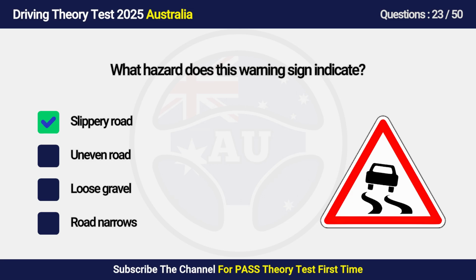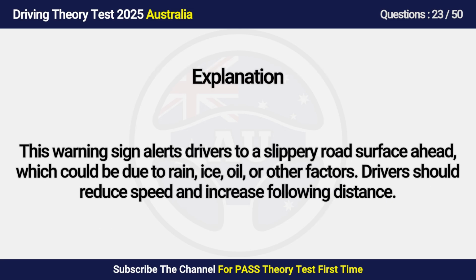Answer is A. Slippery road. This warning sign alerts drivers to a slippery road surface ahead, which could be due to rain, ice, oil, or other factors. Drivers should reduce speed and increase following distance.